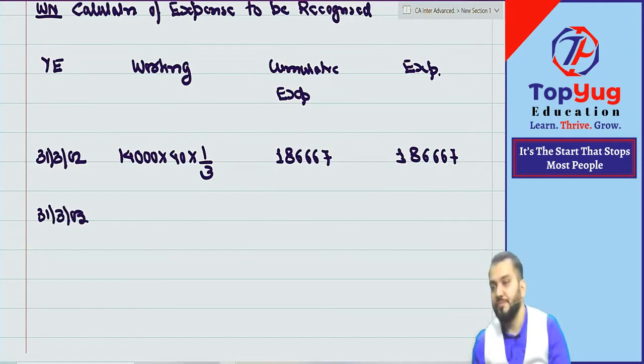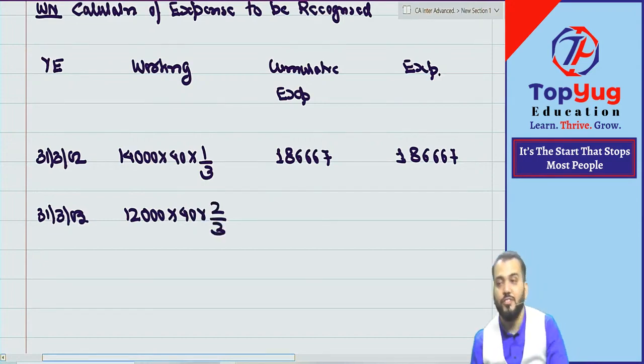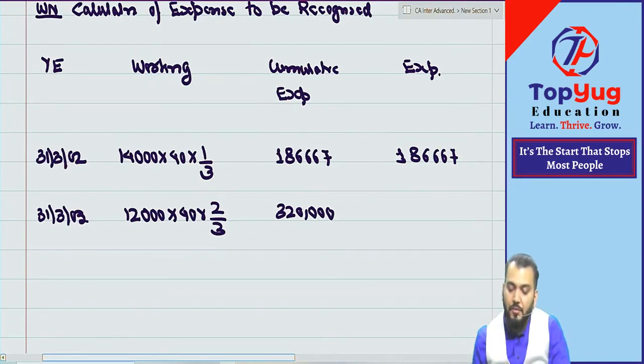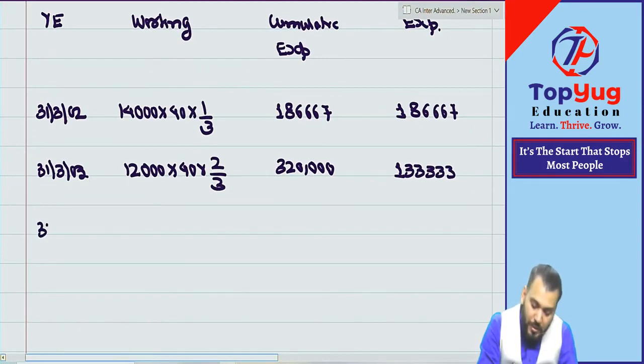How many options? 12,000 into what? 40 into what? 2 by 3. How much? 3,20,000 minus what? This minus the previous cumulative expense. What is the answer? 1,33,333. Good. Last year 31st March 2004.